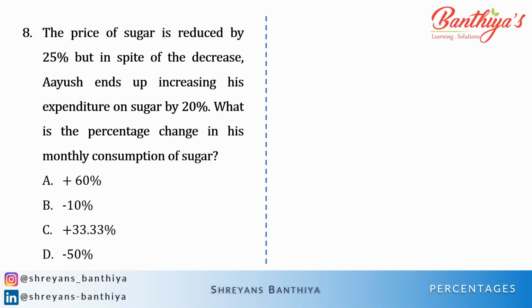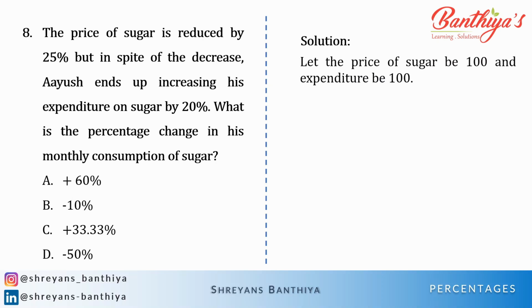The price of sugar is reduced by 25%, but in spite of the decrease, Aayush ends up increasing his expenditure on sugar by 20%. What is the original change in his monthly consumption of sugar? Now this is a very simple question, just one layer up. That is, we want to find the change in its original consumption. So in this question, first let the price of the sugar be 100. As I have already discussed, 100 is the most favorable figure for us in this chapter.